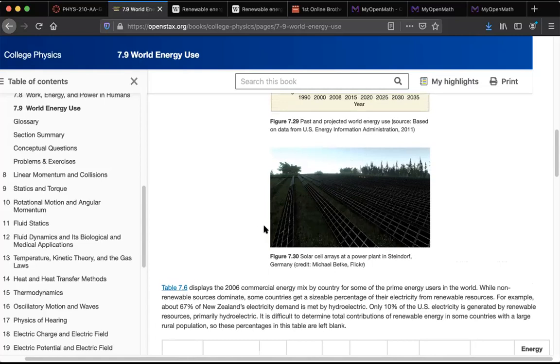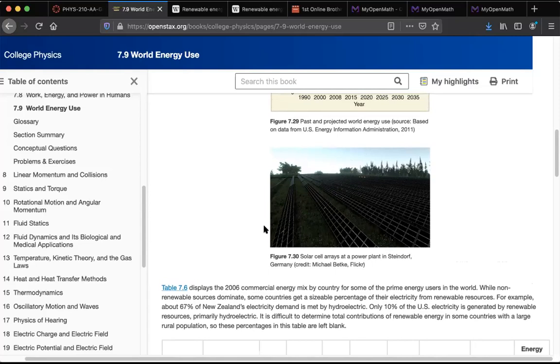So the book makes it seem like if we replace everything with the renewables, everything will be fine. And yeah, it'll be better, but it still doesn't solve the problem of the carbon, because there's pretty much going to have to be some fossil fuel involved, and that's not desirable.